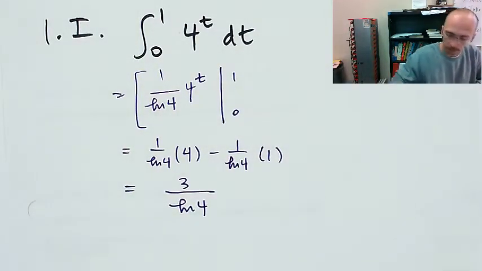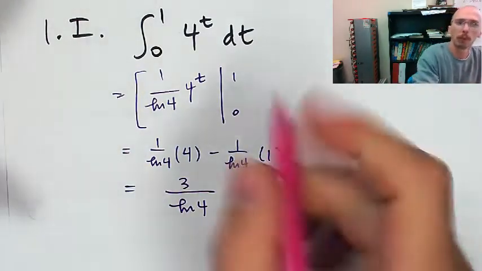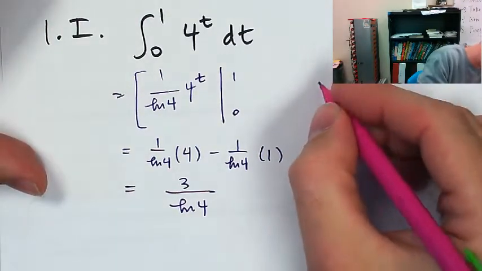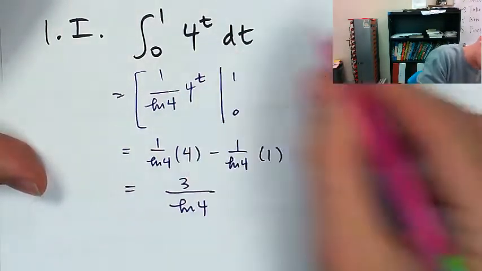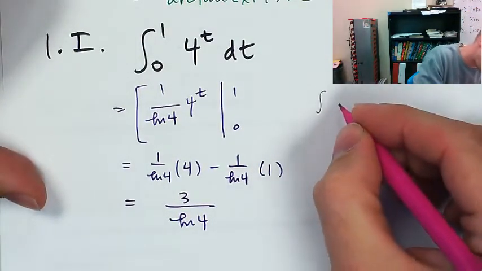But the question being, how did you know that the antiderivative of 4 to the t with respect to t was 1 over log 4 times 4 to the t? So suppose I want the antiderivative of 4 to the t. I'm going to rewrite 4 as e to the log of 4.